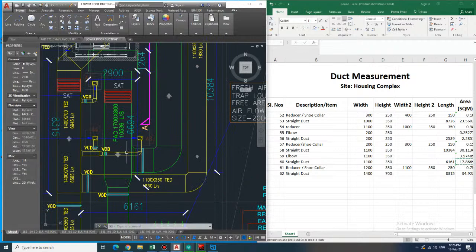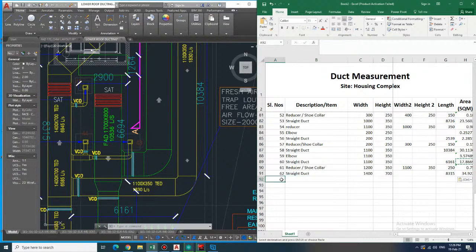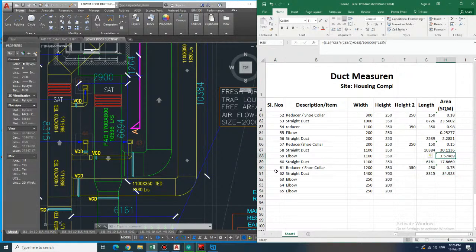200 by 250, 200 by 250. Both 3 elbows are the same. So we'll put the 3 elbows. 63 elbow, 250 by 200. Next 64 elbow, 250 by 200. Another one, 65 elbow, 250 by 200. So where is the equation for the elbow?